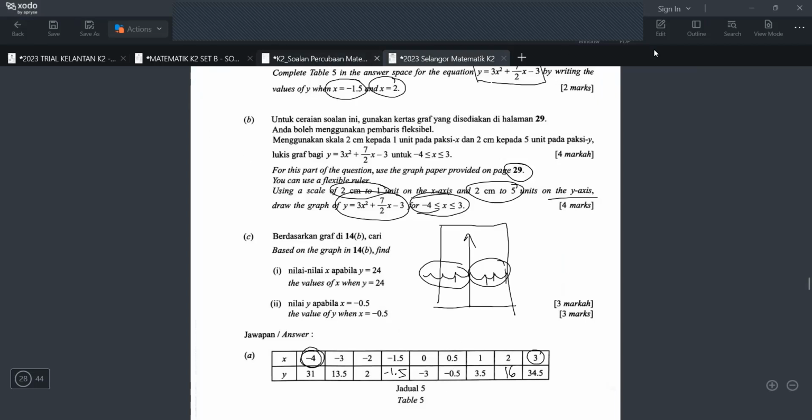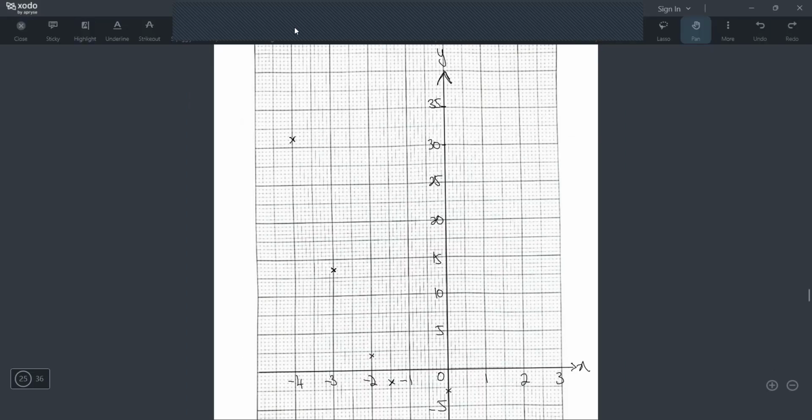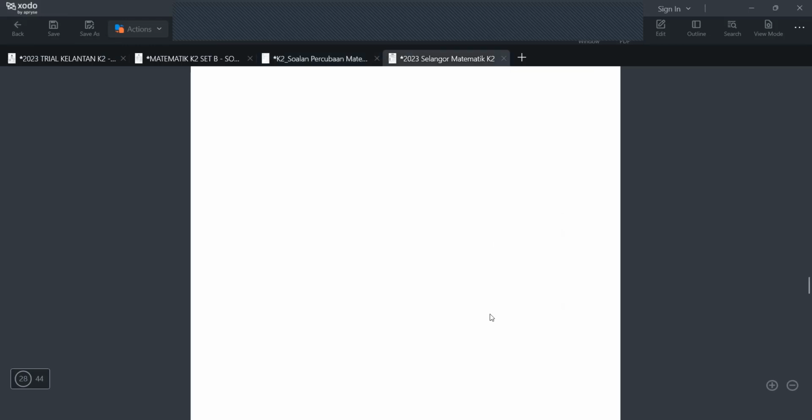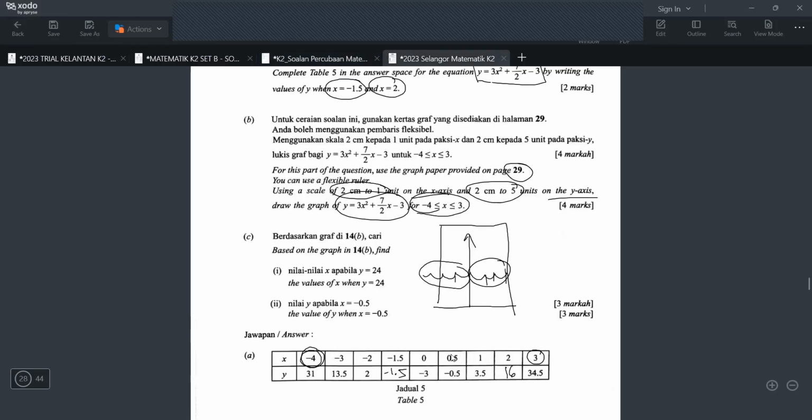Next point. 0.5, negative 0.5. Let's go. 0.5 is in between here. Negative 0.5 is just to go down one small box. Just one small box. So this is negative 0.5. Sorry, 0.5, negative 0.5. Yeah.